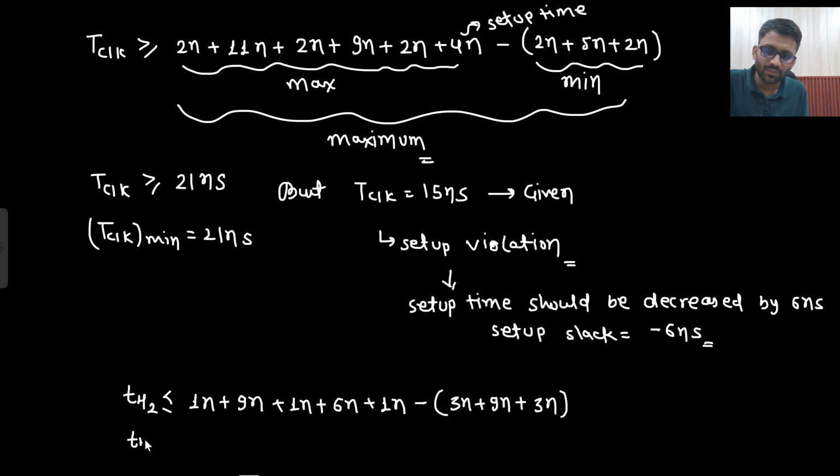So your TH2 should be less than what? 10, 12, 18. 18 minus 15, 3 nanosecond. Okay, let me check back the calculation again. 10, 18, 18 minus 3, 15, 15 minus 12, 3 nanosecond. So TH2 should be less than 3 nanosecond.